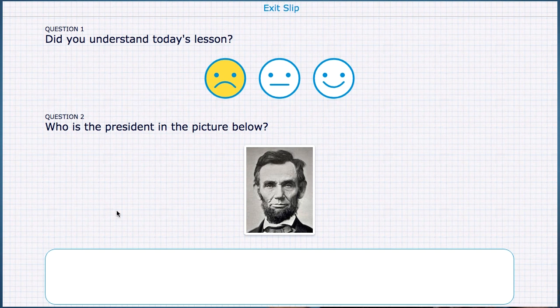The content question is an open-ended question about today's lesson. For instance, what are the main points of today's lesson? You can optionally add an image to the content question. Students use their smartphone, tablet, Chromebook or laptop to answer both questions and submit their work with the push of a button. BookWidgets automatically collects all of their answers and presents you with a handy overview.